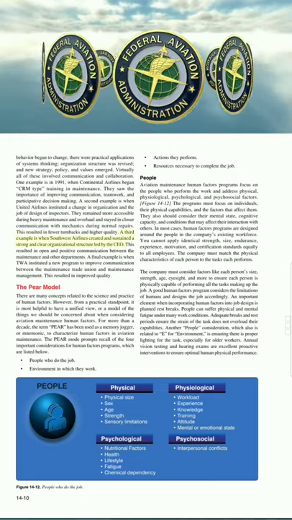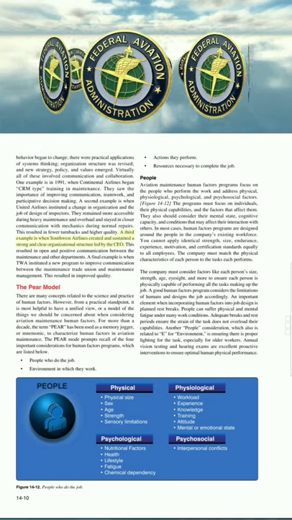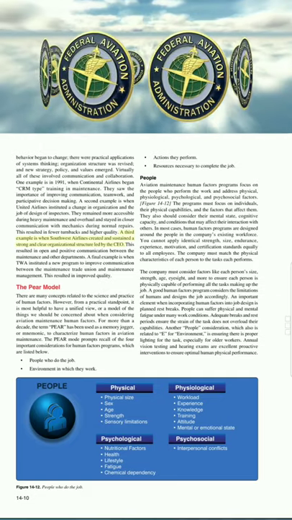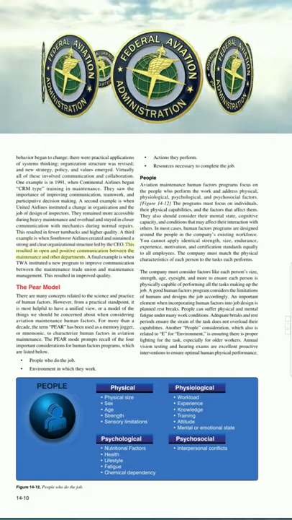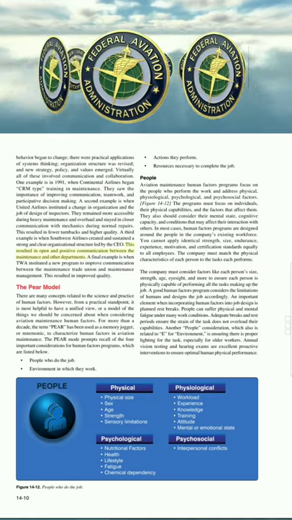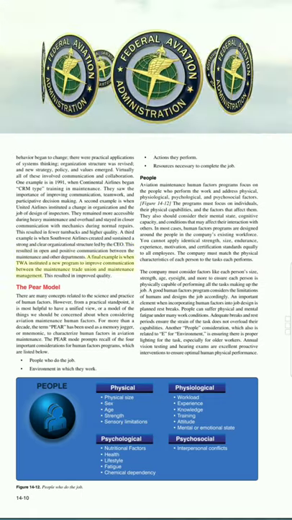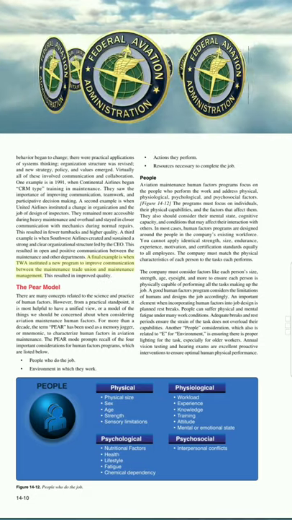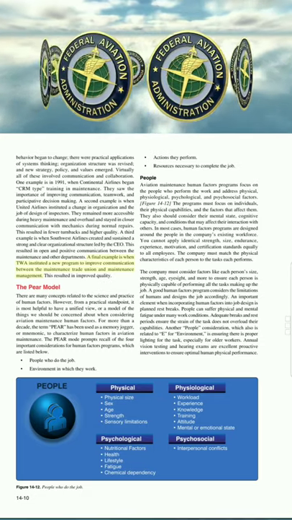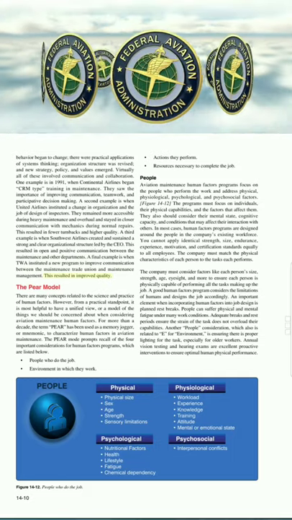A third example is when Southwest Airlines created and sustained a strong and clear organizational structure led by the CEO. This resulted in open and positive communication between the maintenance and other departments. A final example is when TWA instituted a new program to improve communication between the maintenance trade union and maintenance management. This resulted in improved quality.